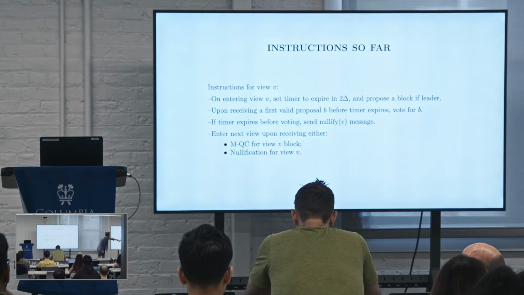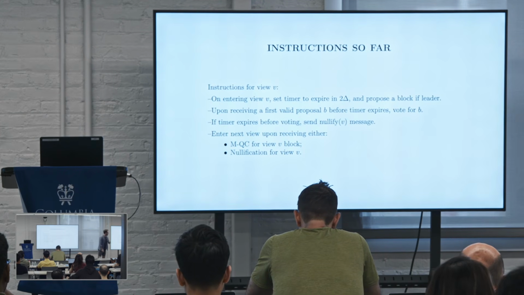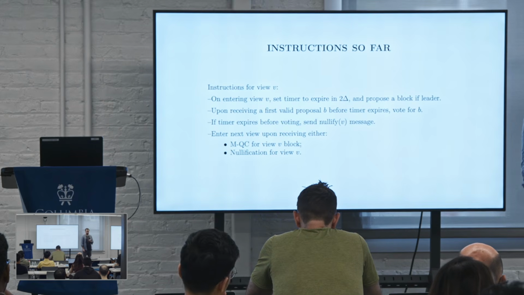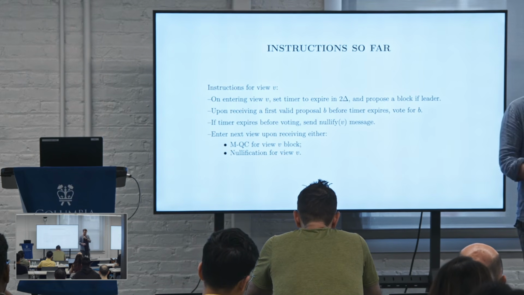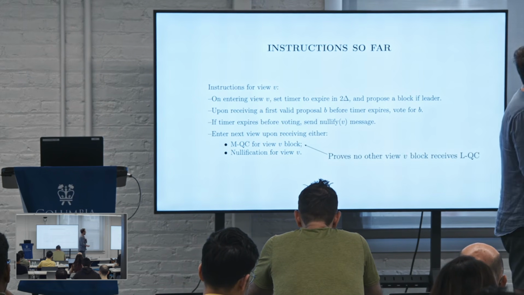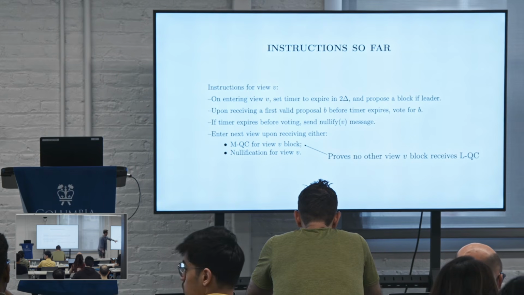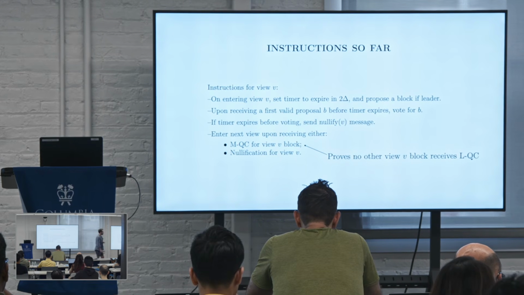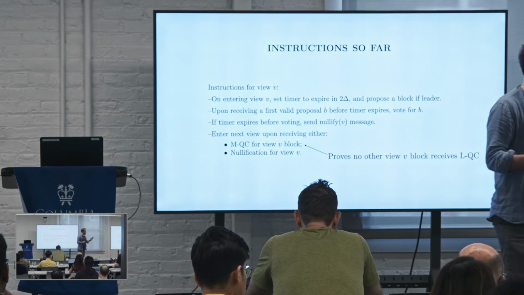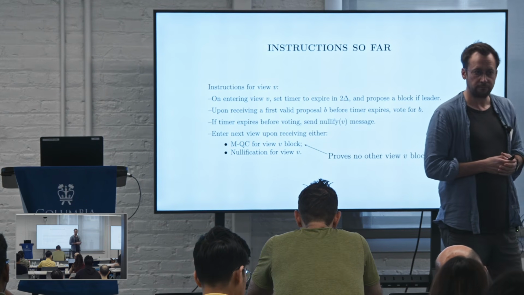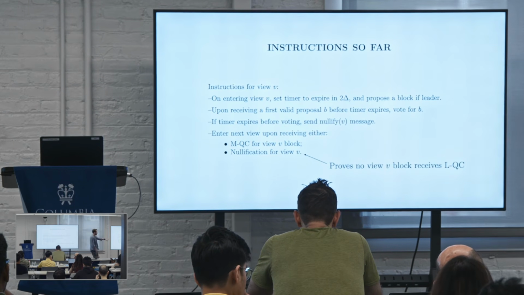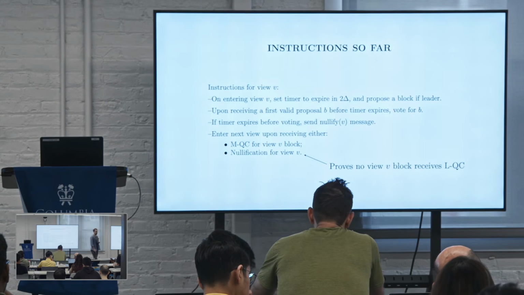And then you enter the next view on receiving either an MQC for some view V block or a nullification for the view. There are 2 different ways we leave the view. If you receive an MQC for a view V block, that proves no other block for the view receives an LQC. If you receive a nullification for the view, that proves that no view V block receives an LQC.